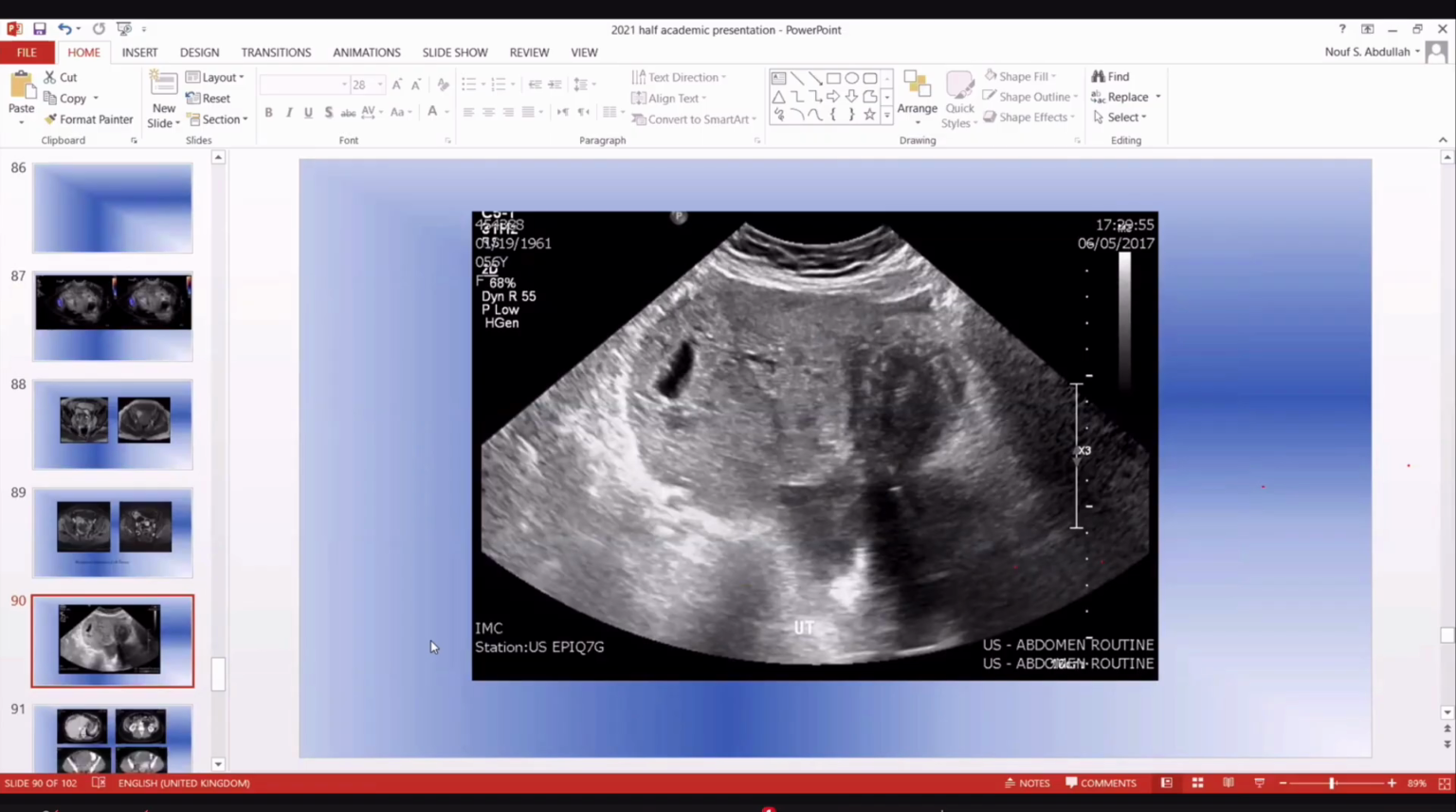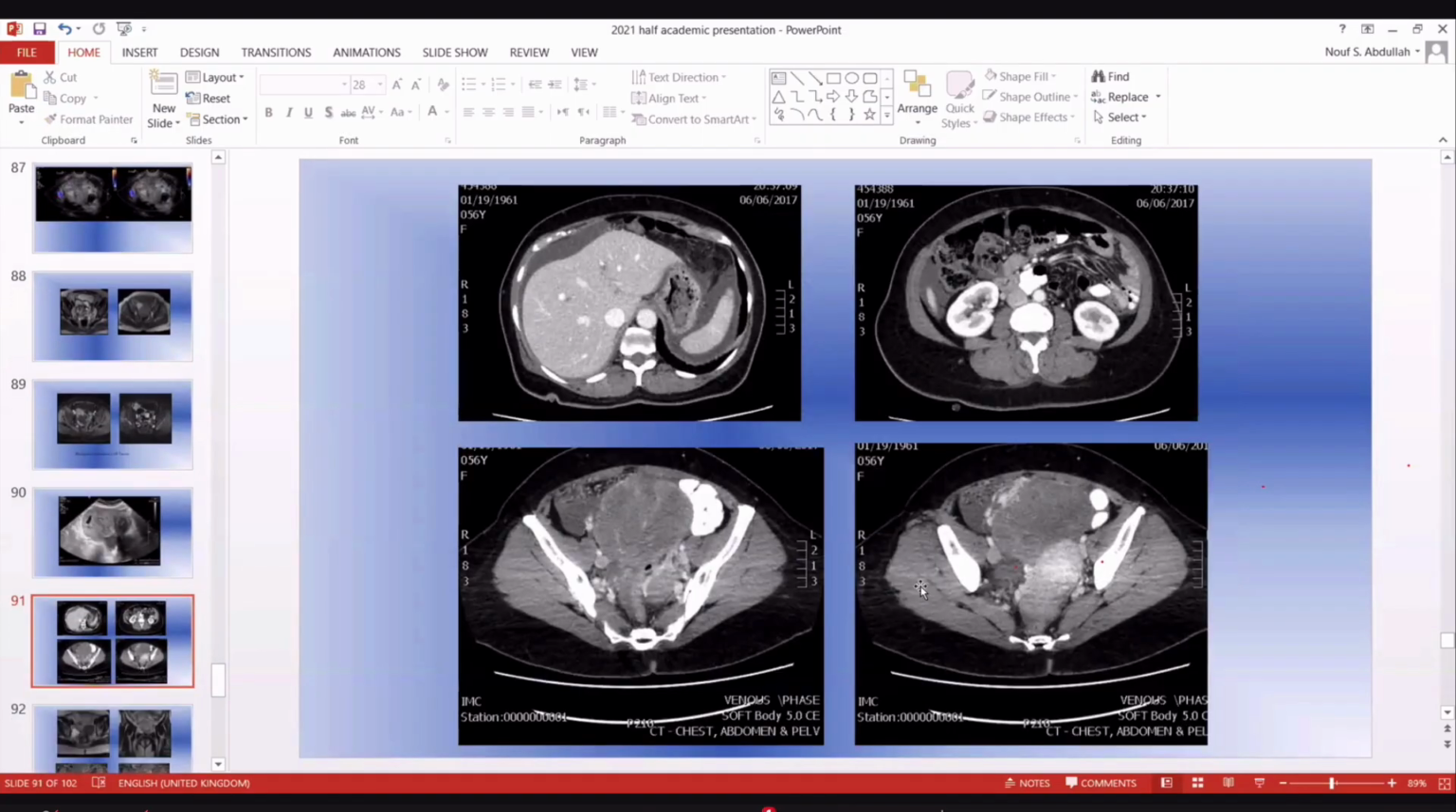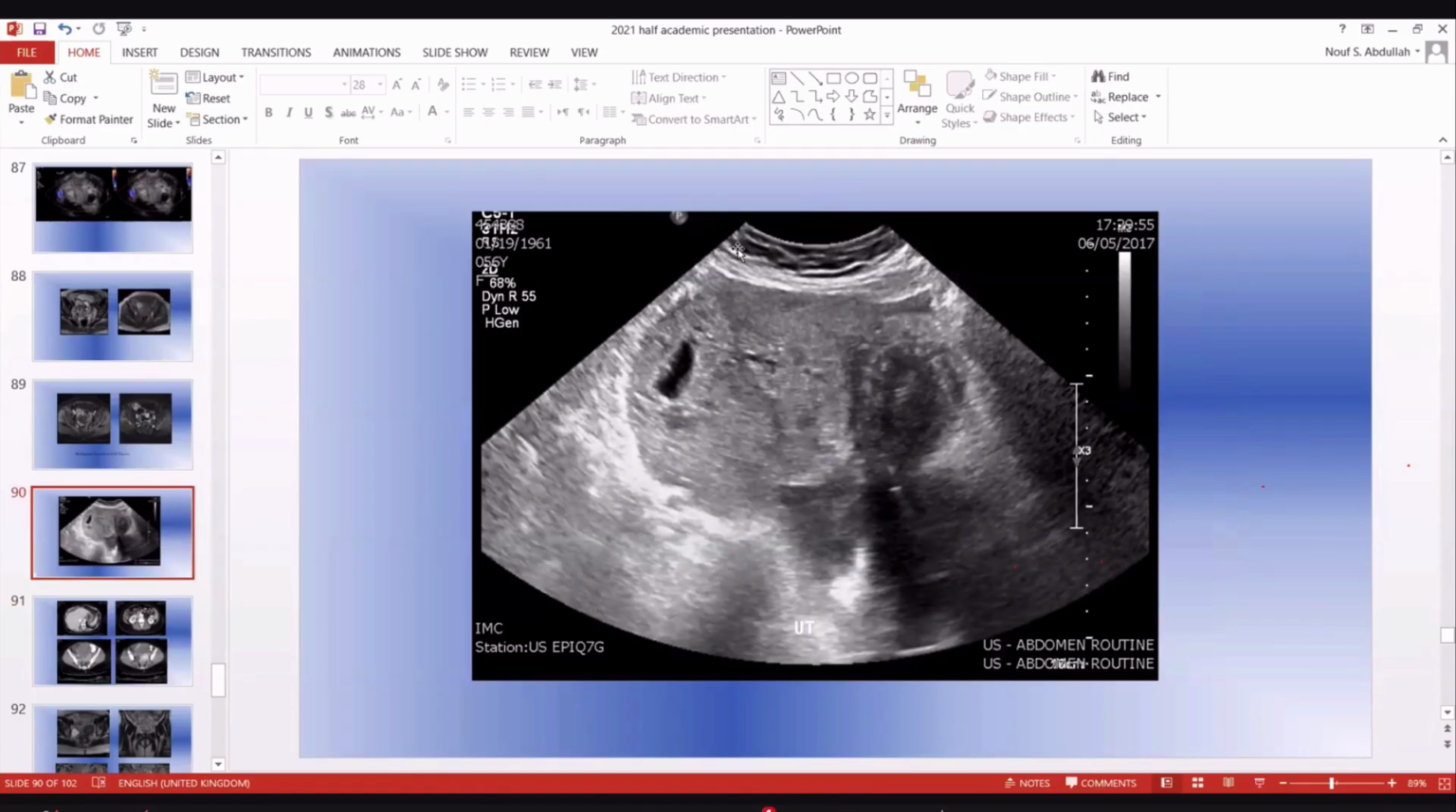This is just another case. So if you're looking here, we see again there is a midline mass. You have to identify where this mass is coming from. So I would question, is this the uterus? If this is the uterus, this is probably an adnexal lesion.